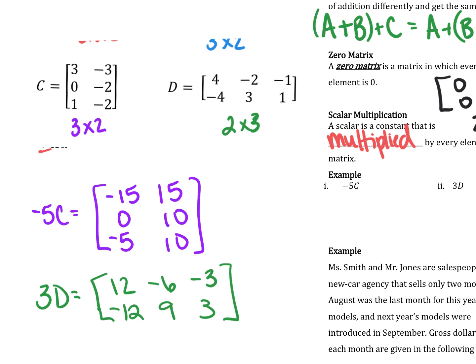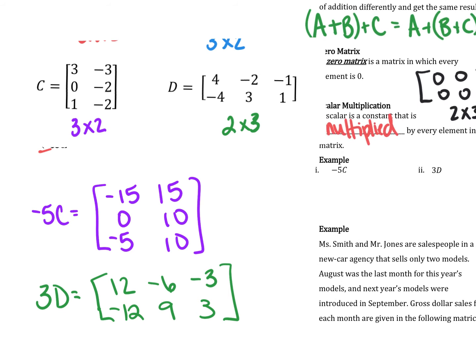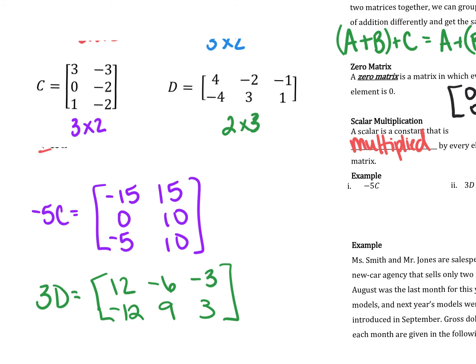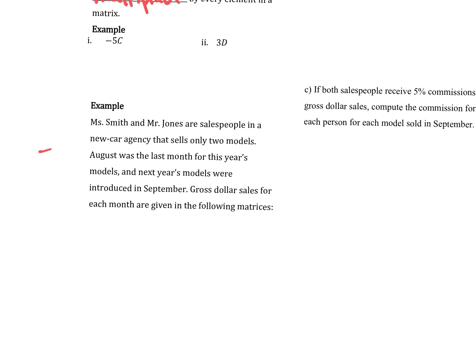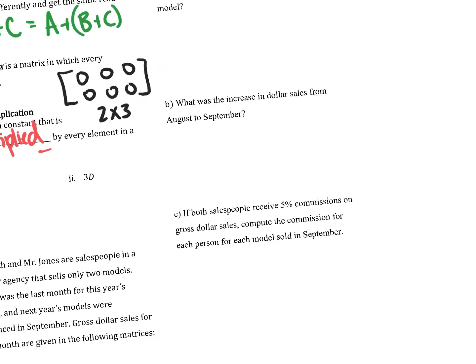So let's apply a real life example to this. This says, Miss Smith and Mr. Jones are salespeople in a new car agency that sells only 2 models. August was the last month for this year's model, and next year's models were introduced in September. Gross dollar sales for each month are given in the following matrices.